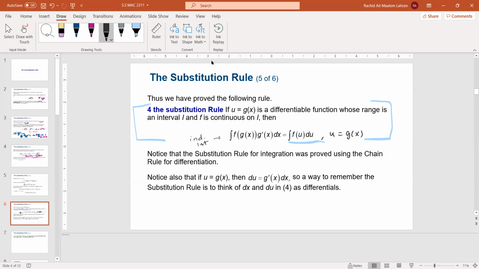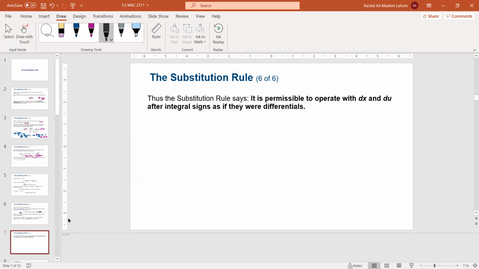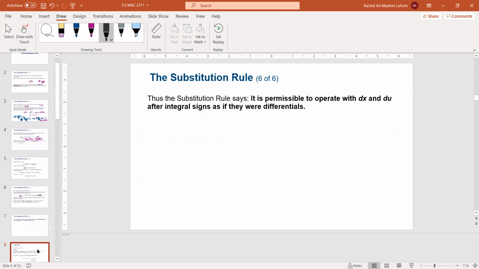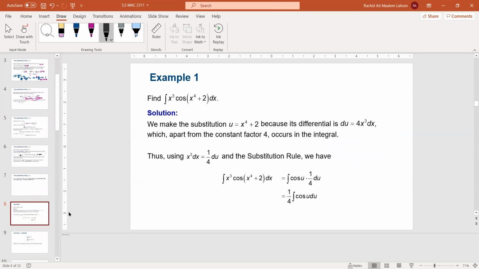And of course, you see the differentials, du and dx. So this rule says it is permissible to operate with dx and du after integral signs as if they were differentials. So let's look into an example.